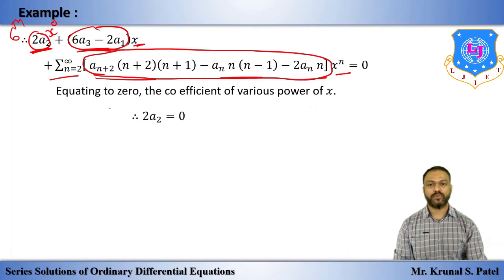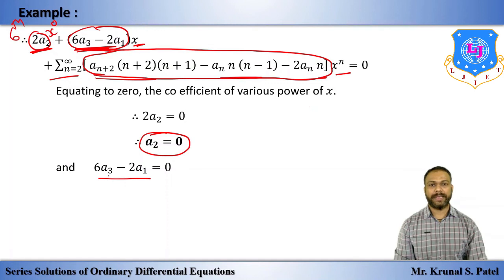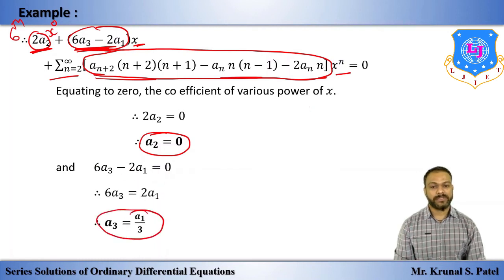So we have first 2a2 is equal to 0. So a2 is equal to 0. Similarly, we have 6a3 minus 2a1 is equal to 0. So if we make this subject, we have to make the term subject which has the greater suffix of a. That means a3 is greater than a1. Do not consider this 6 and 2, do not consider the coefficient. Just see this, a3 is greater than a1. So we will make a3 subject. So 6a3 is equal to 2a1, so a3 is equal to a1 by 3.